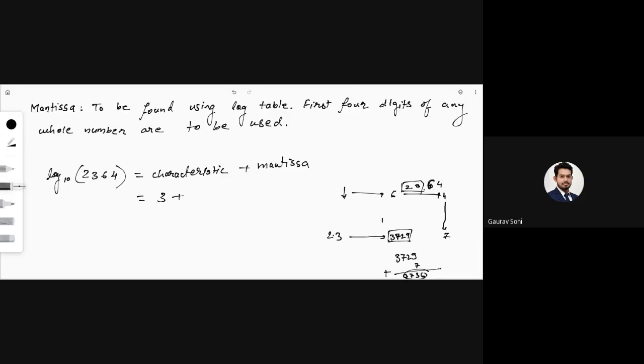3736. So the mantissa is 0.3736. Okay. Now we just add them, and that is our log value, 3.3736. Okay. Clear? If you have any doubt, please ask. Yes, sir.